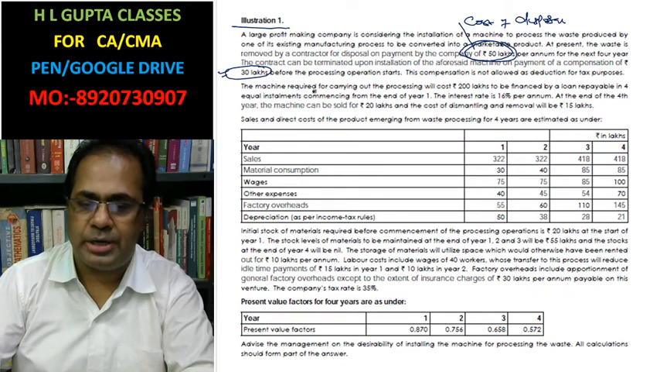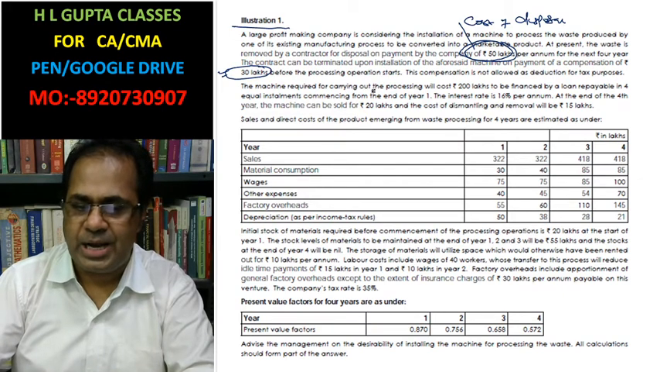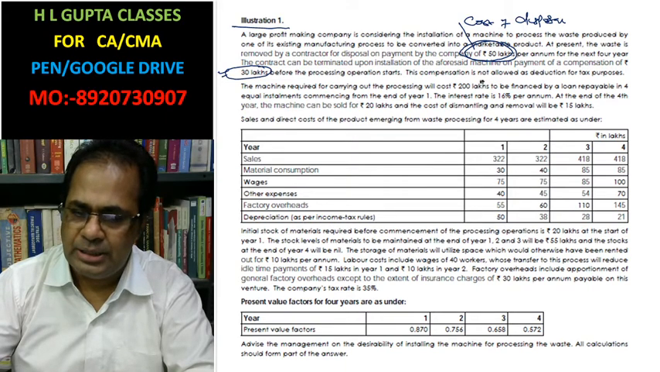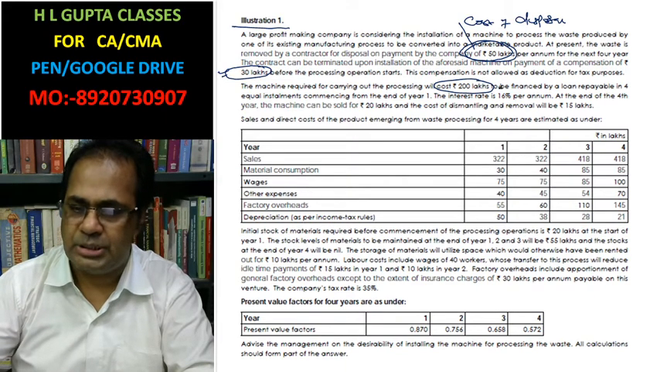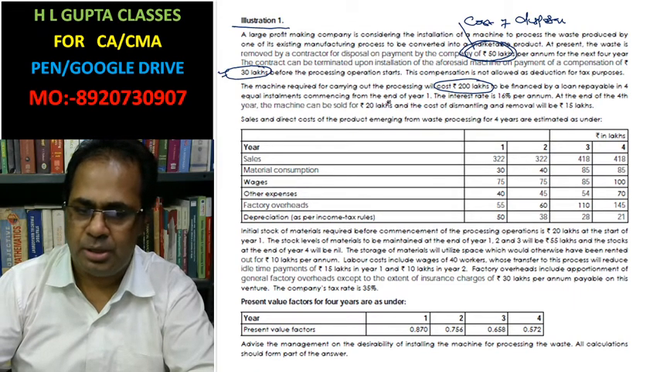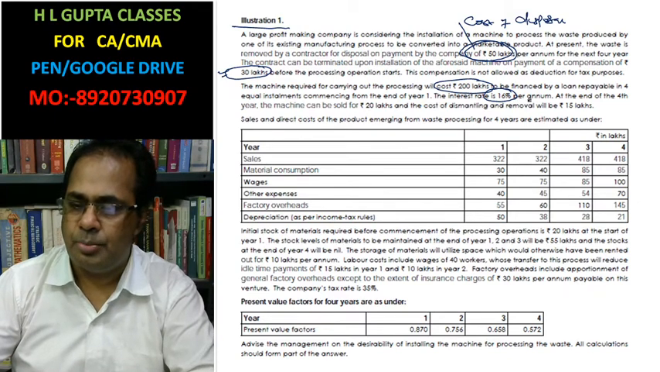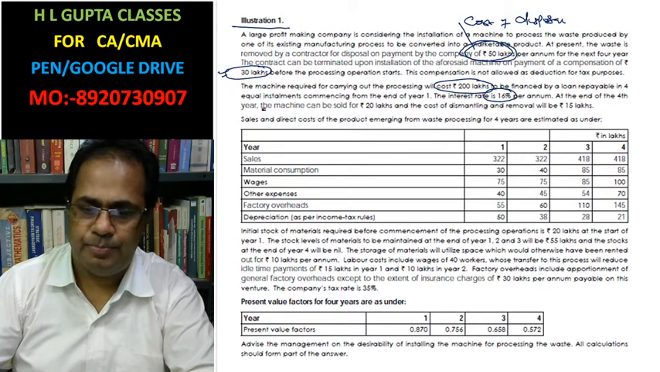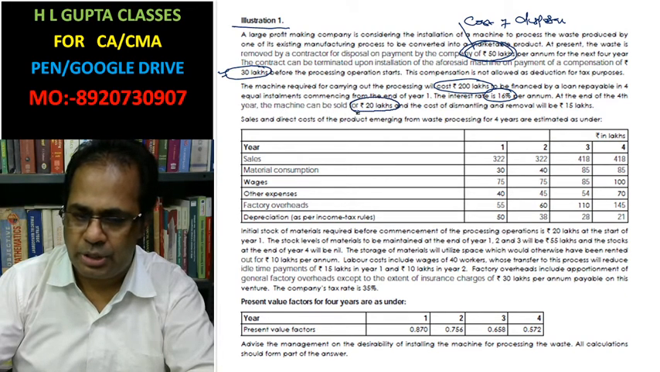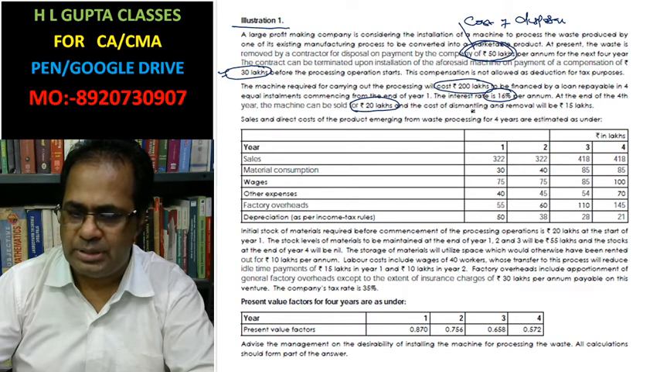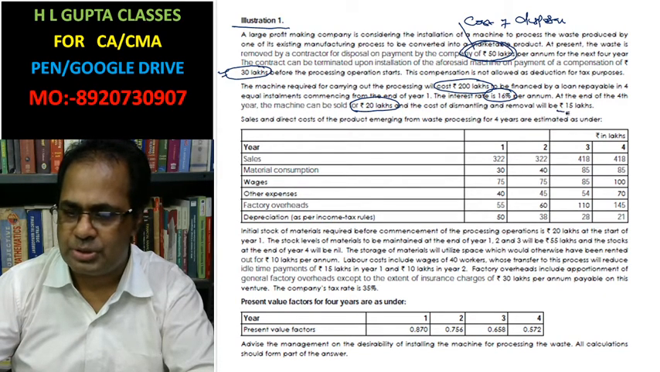The machine required for carrying out the processing will cost rupees 200 lakh. This is the cost of the machine, to be financed by a loan repayable in 4 equal installments commencing from the end of the first year. The interest rate of the loan is 16% per annum. At the end of the fourth year, the machine can be sold for rupees 20 lakh, and the dismantling and removal will cost rupees 15 lakh.